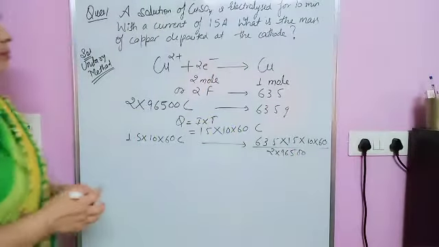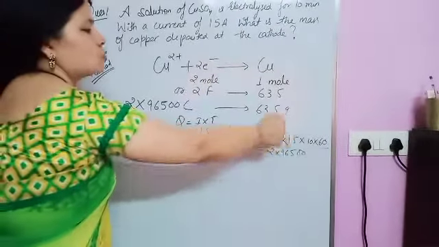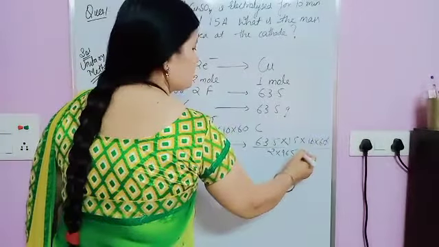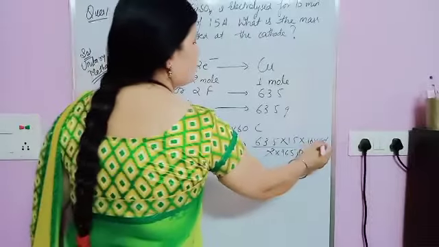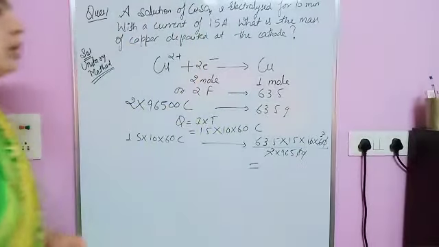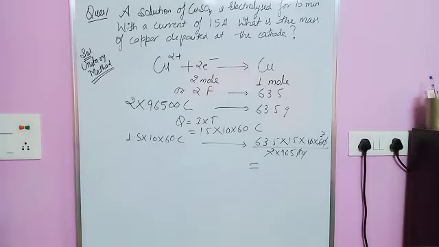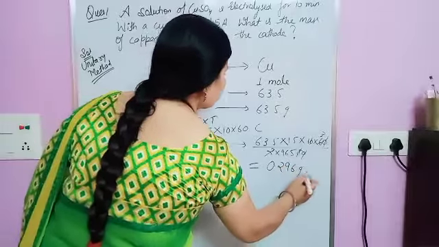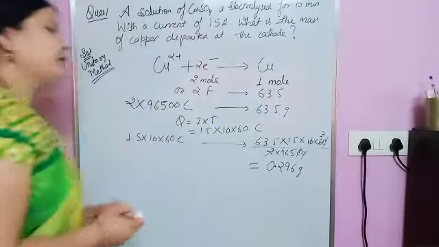Okay, I have not solved this here. Why? Because just see, most of the values will cancel out. So this cancels with this, this cancels with this, and when you solve it, your answer is 0.29 something. Okay, now just see, your answer is 0.296 gram.